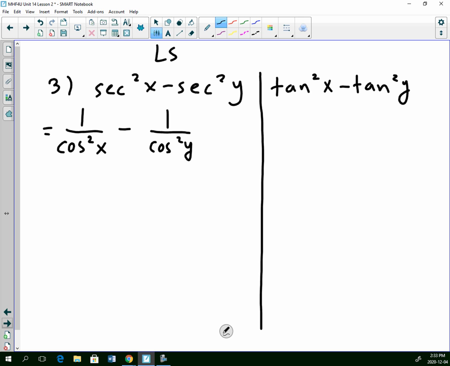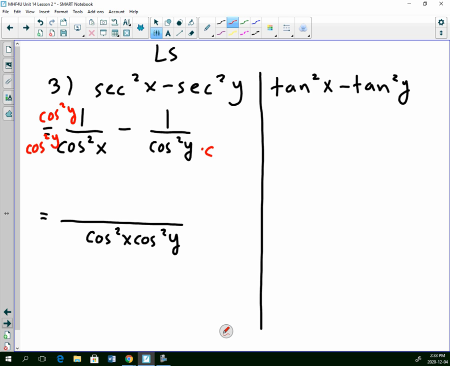What can I do to simplify? Well, I have a fraction minus a fraction, so I can find a common denominator and put them together as one term. So the common denominator would be cos squared x, cos squared y. So this one would have to get multiplied by cos squared y, and this one by cosine squared x. So in the numerator, I get cos squared y minus cos squared x. And that's all I can do to simplify. Okay, so I'm going to go over to the right.